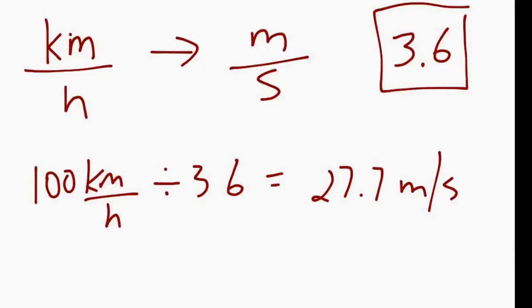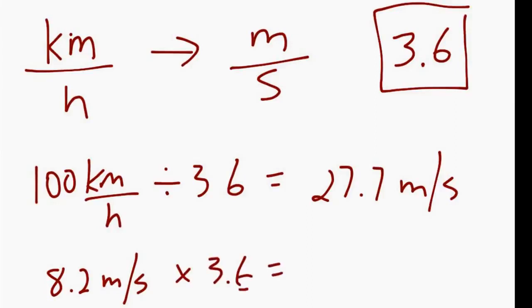Okay, and we could do the other way. If the question was, say, given to us in meters per second, let's suppose it was 8.2 meters per second. All we have to do is multiply by 3.6. And that'll help us convert it to kilometers per hour. So 8.2 times 3.6 is 29.5. So we'll just round that one off to 2 digits because that's what I have my significant digits being. So with 2 digits that would be 30. So 30 kilometers per hour.